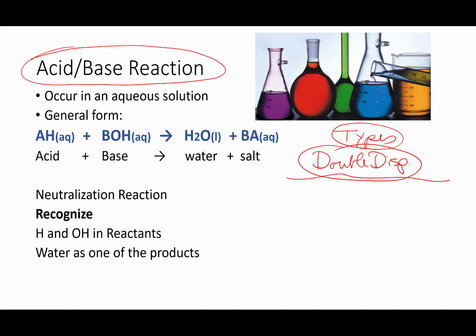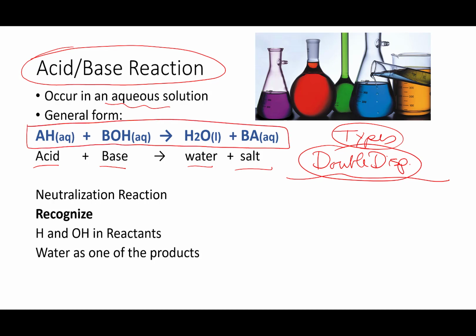Acid-base reactions are typically going to occur in aqueous or watery solutions. And the generic form is like this. An acid plus a base is going to produce water and a salt. When we talk about a salt, we're talking about one of those ionic salts. Now, the generic form looks like this. And we're going to spend quite a bit of time here breaking this down because this is a little bit more complicated than some of the other basic forms we've looked at.